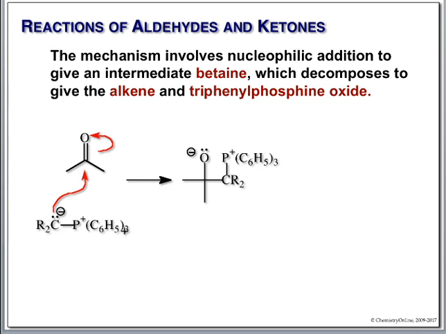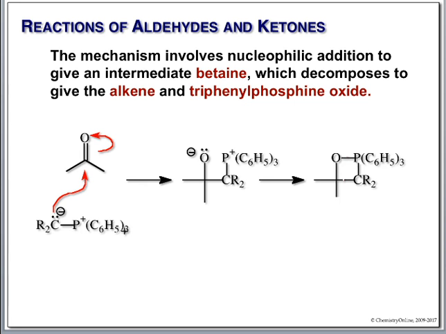Now here, unlike, say, the Grignard reaction or the alkyllithium, we wind up with an oxygen next to a positive phosphorus. Well, this is O minus, P plus. This is going to cyclize to form this four-membered ring. Plus and minus, they can hardly avoid each other, right?